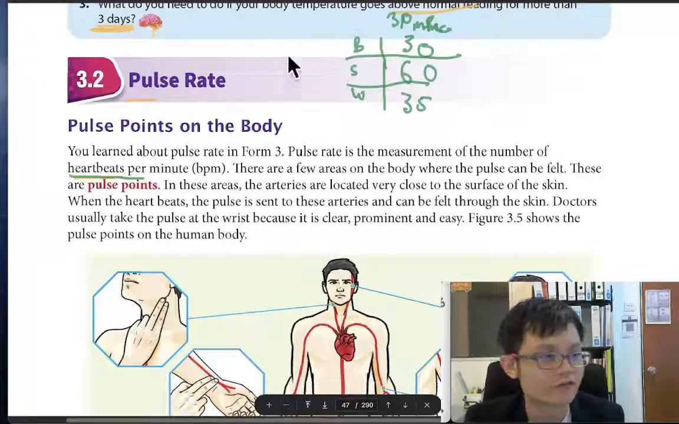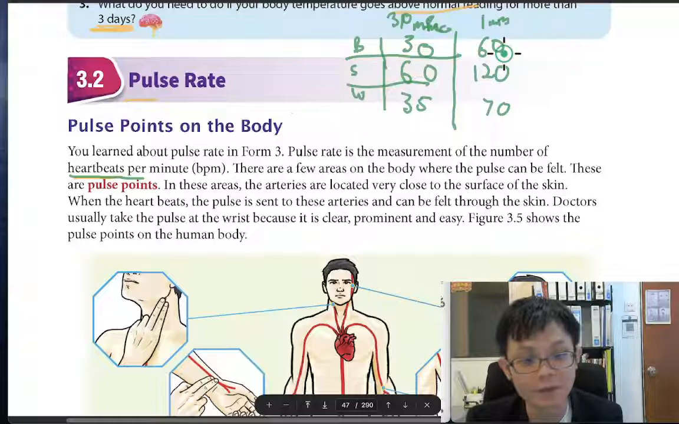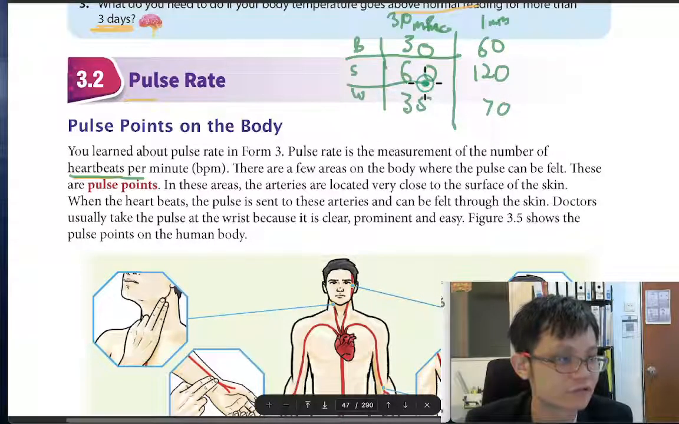If you count for half a minute, you times it by 2 to get the pulse rate per minute. The pulse rate for B, which is me, is around 60, sitting is 120, and W is 70 per minute. Okay, so what is your pulse rate? You can pause the video and get your pulse rate.